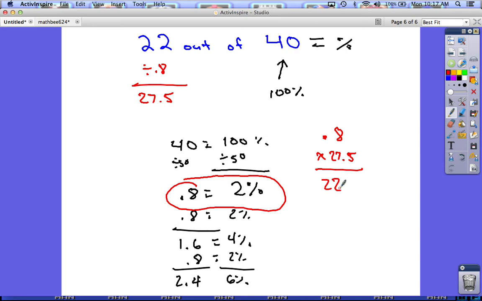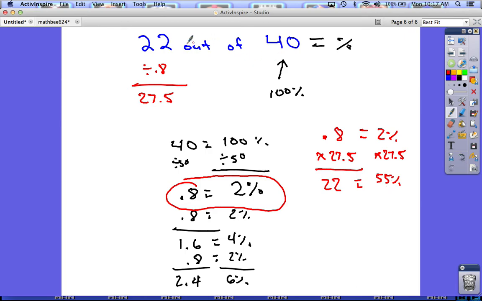So now we'd have to do the same thing on the other side. And remember, it was 2% is 0.8. So we'll times this by 27.5. And if I do 2 times 27.5, I get 55%. So we're saying the number 22 is 55% in this problem.